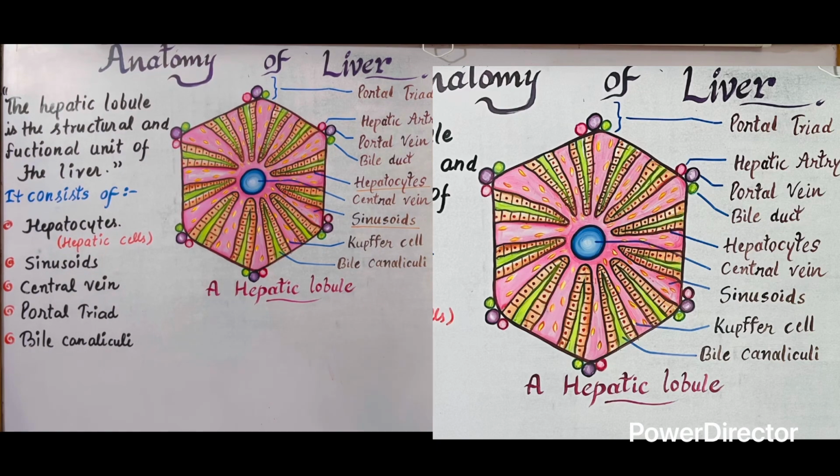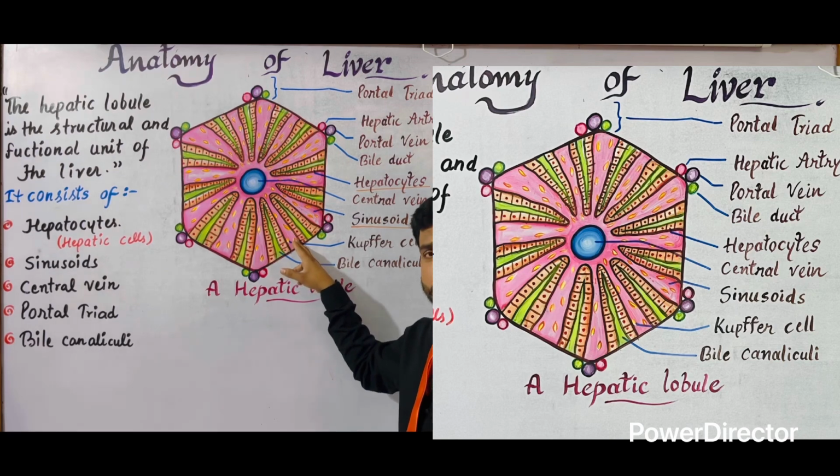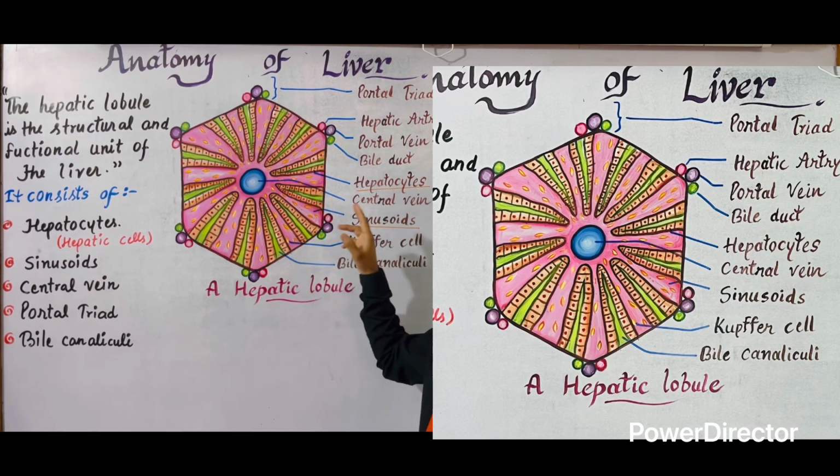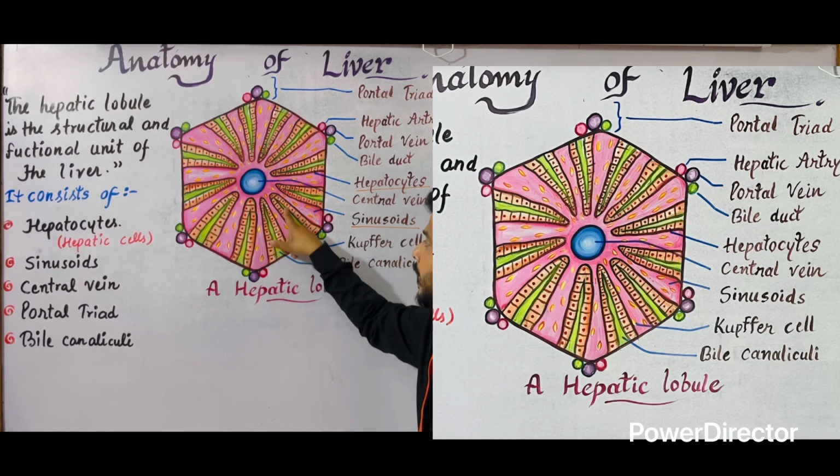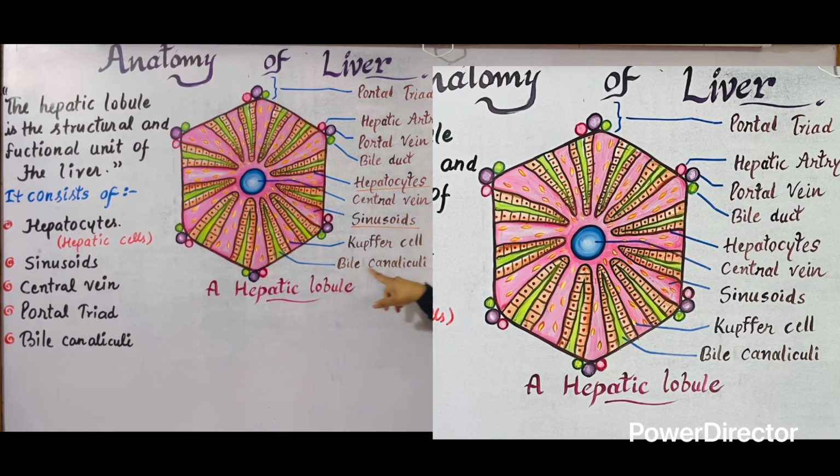Actually, it emulsifies the fat, which means it breaks the fat into small pieces. So it plays a very important role in our digestion. These cells, or hepatocytes, produce bile juice. This bile juice carries through these canaliculi, which are known as bile canaliculi.